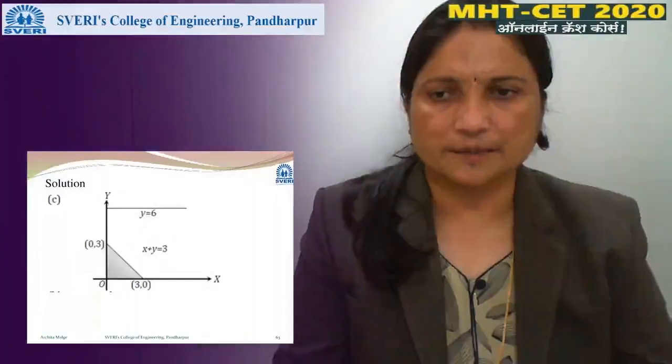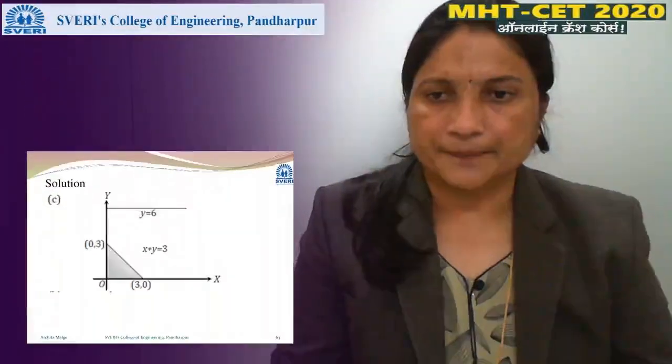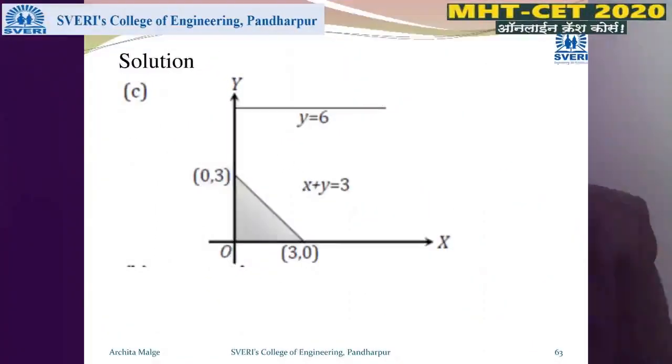Just we are going to see here. Third option is bounded in first quadrant. Okay, so here by using that equation, x plus y is equal to 3, which gives 0, 3 and 3, 0. On the x axis the x coordinate is 3, y coordinate is 0, and if x is 0, we are getting y is equal to 3, means the x coordinate is 0, y coordinate is 3. So here we can say that the region is bounded in first quadrant.